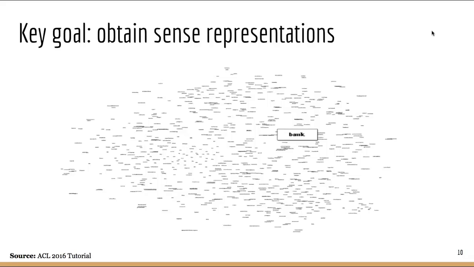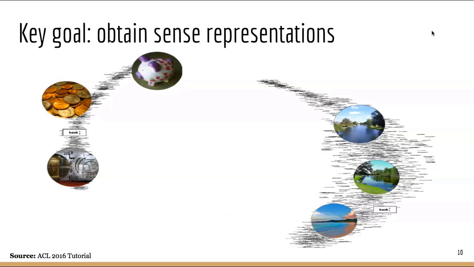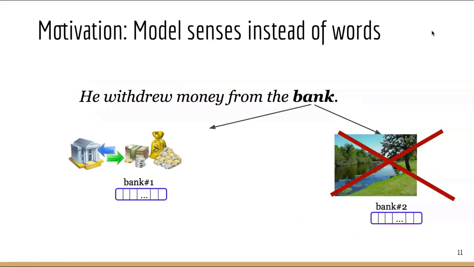In this case, we have our example of bank again, that is in the middle of the word vector space. So what do we want? We want to have two representations, one for the financial meaning of bank and another one for the geographical meaning of bank. And how does this translate into an application or into natural language?